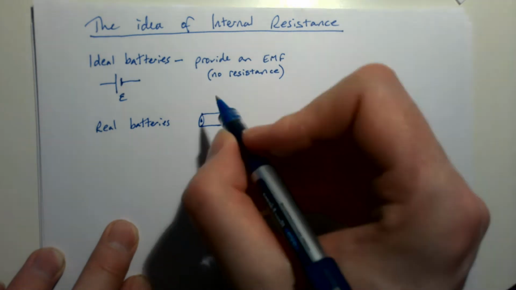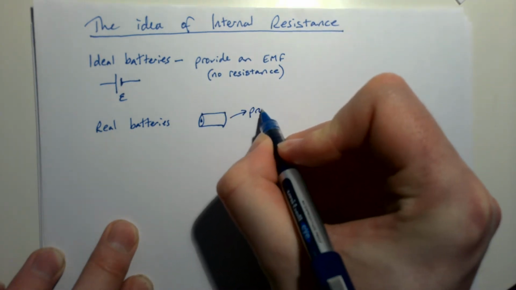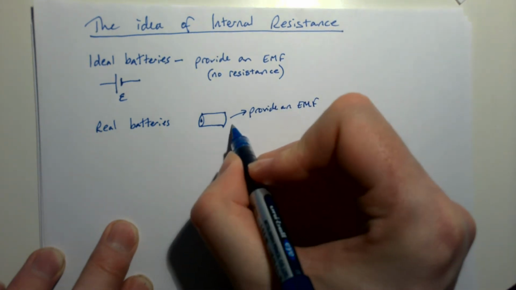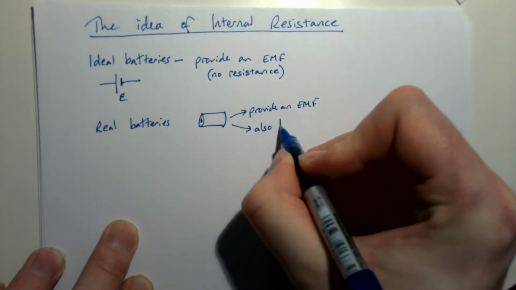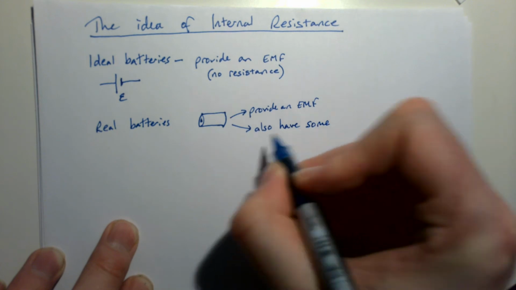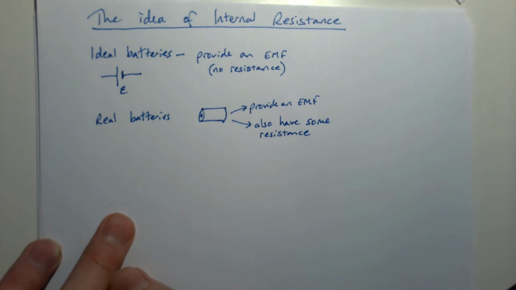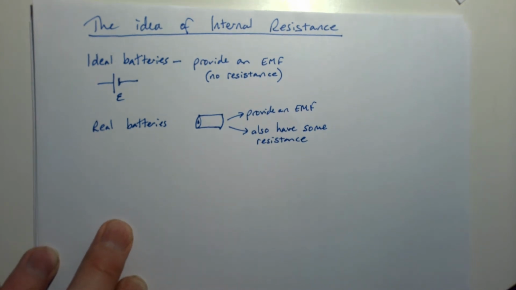So real batteries do two jobs. They provide an EMF, that's the job they do, but the second thing they do is that they also have some resistance. Okay, and the resistance of a battery is called the battery's internal resistance. The reason we say it's called the battery's internal resistance is because we often talk about the circuit resistance. So anything that's within the battery is internal to the battery, whereas anything that's to do with the circuit the battery is connected to is external to the battery, so the external circuit.